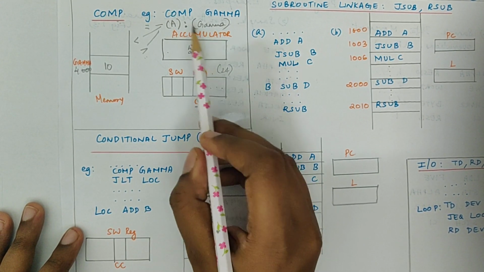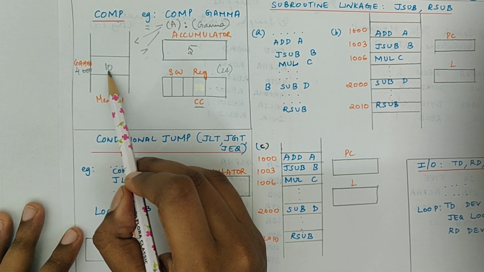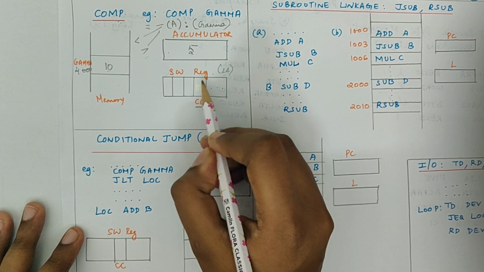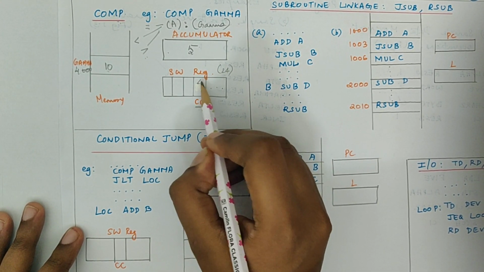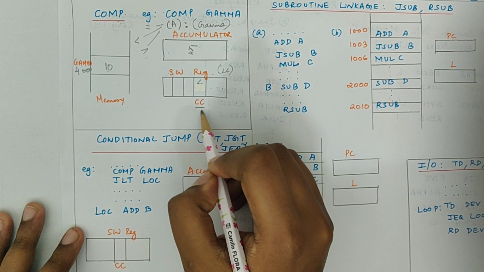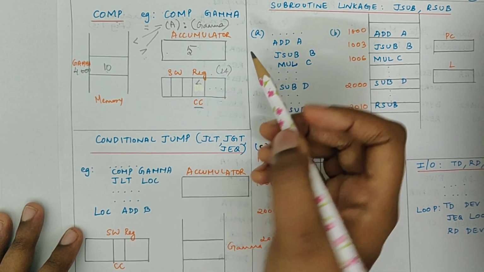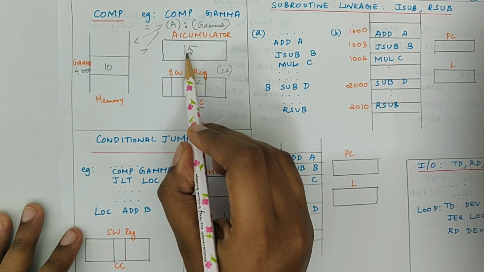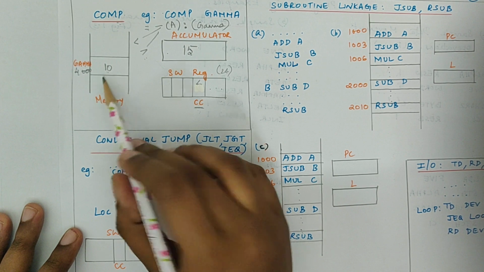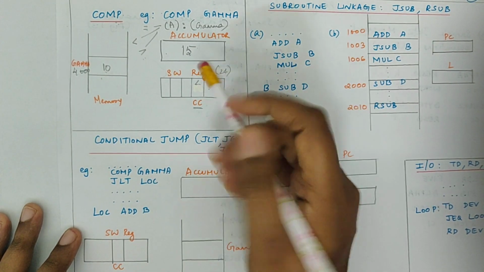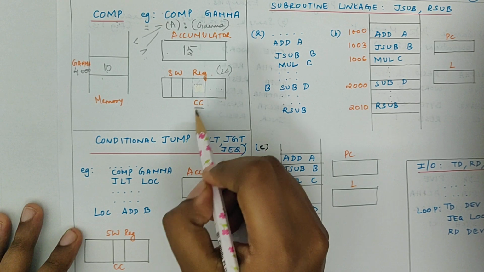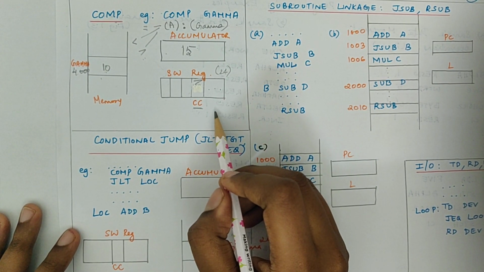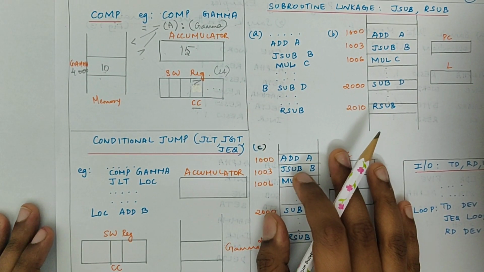In this case, when you compare, 5 is less than 10. The contents of the accumulator are less than the content of the location. So the value equivalent to less than will be stored in the CC flag in your status word register. Suppose the value was 15. In that case, the contents of the accumulator are greater than the content stored in memory, so the condition code inside the status register will be set with the value equivalent to the greater than symbol. So this is your COMP instruction.